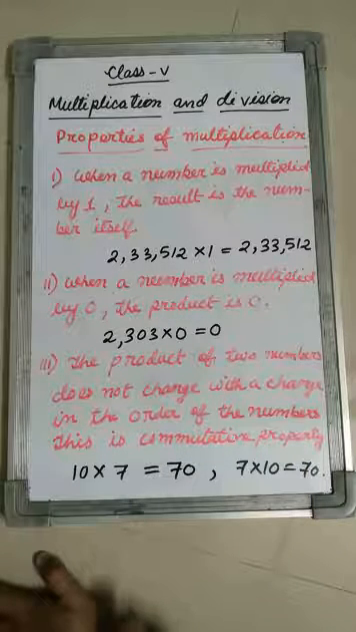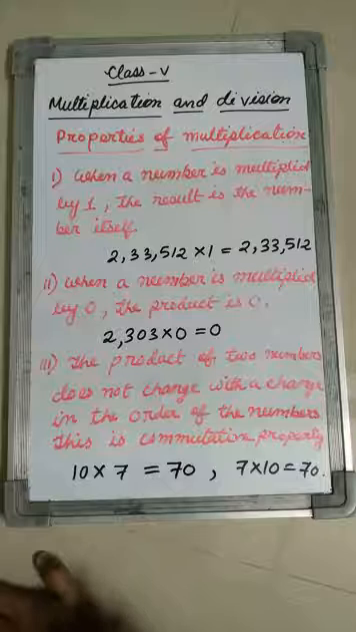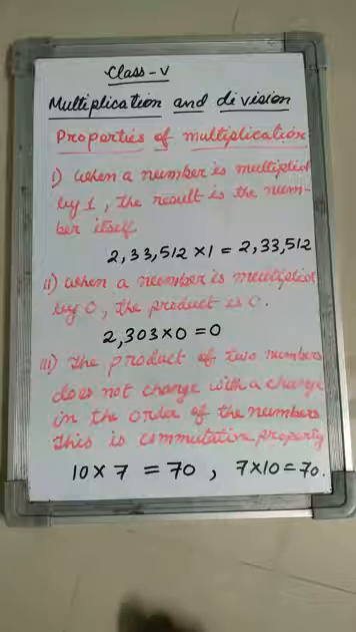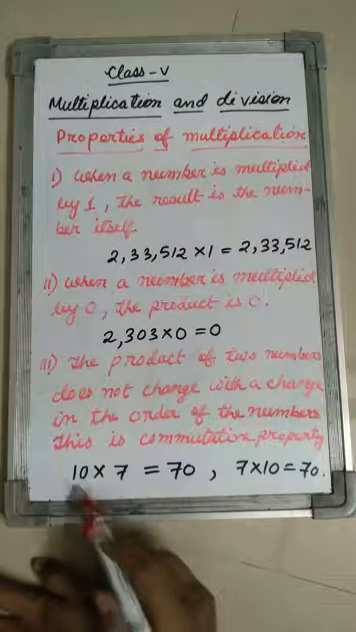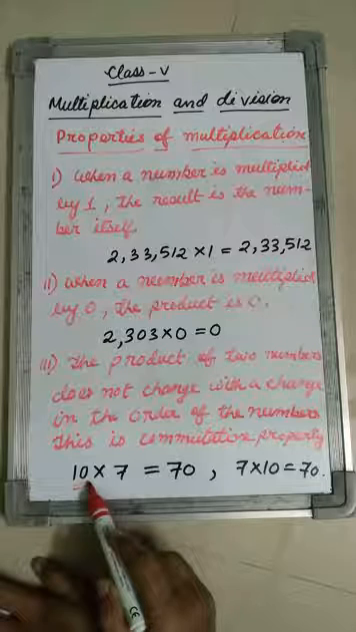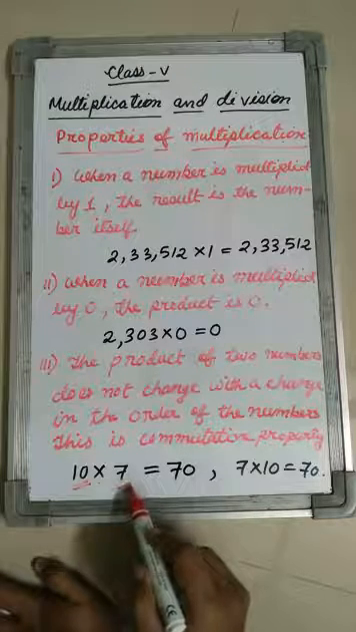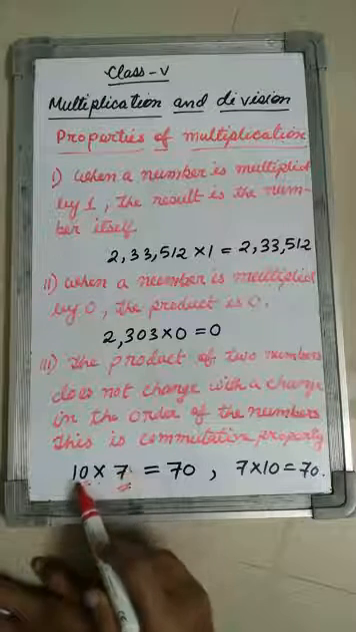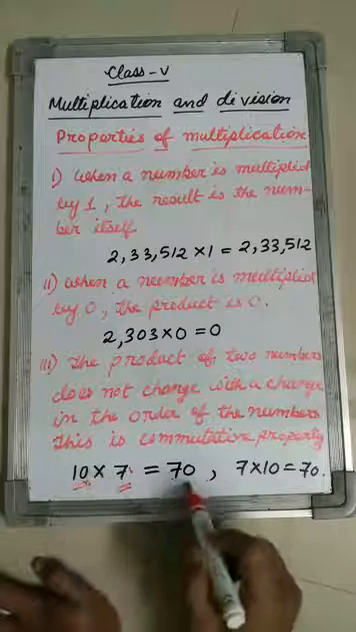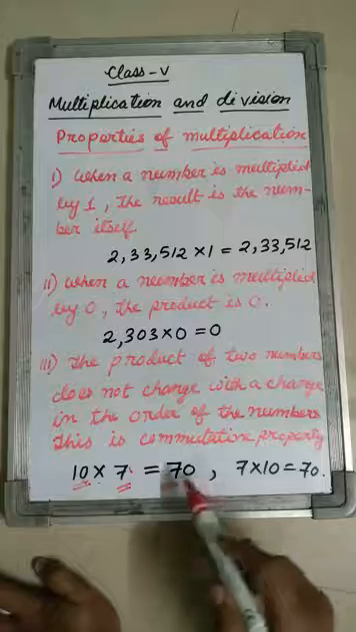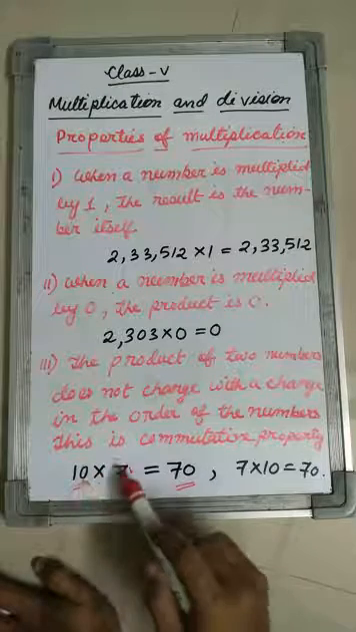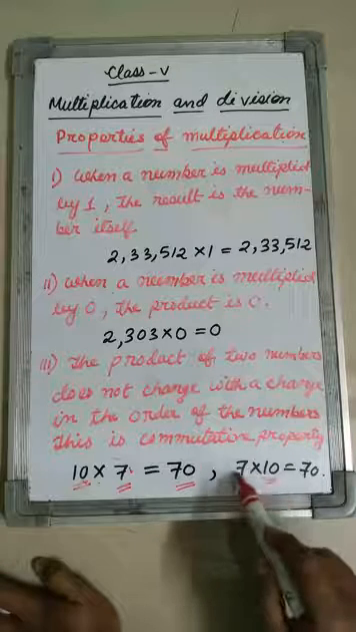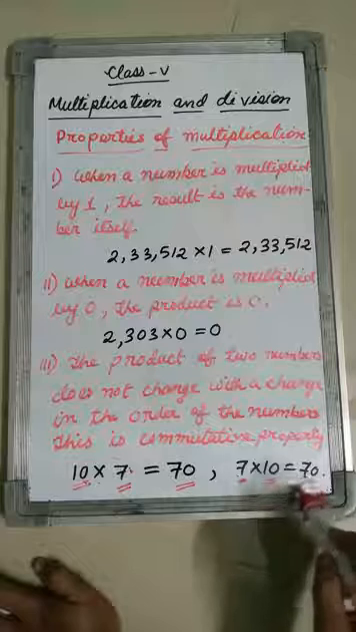The product of two numbers does not change with a change in the order of the numbers. This is commutative property. What is commutative property? Here you can see I have written 10 into 7. So 7 is in the second place, 10 is in the first place. 10 into 7 is 70. We all know. Now what I have done, I have changed the position of the numbers. 7 in the first place and 10 in the second place. So 7 into 10 is also 70.